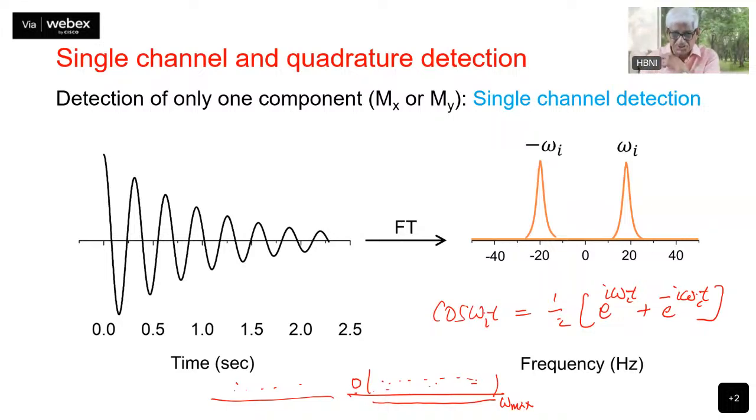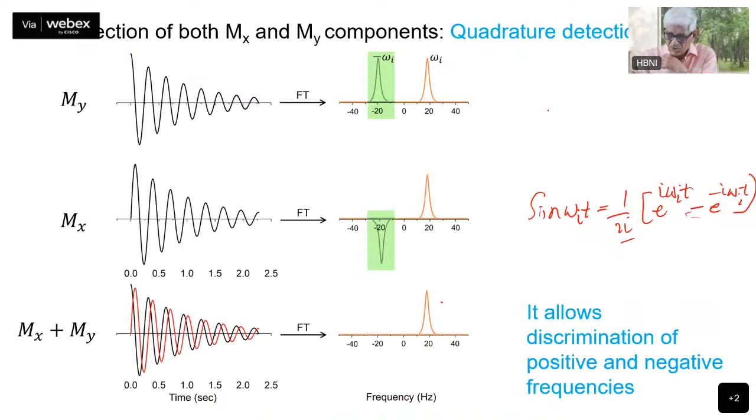In the case of quadrature detection, where do you put your carrier? Since I am able to distinguish between positive and negative frequencies, if my spectral region is here, I can put the carrier and the offset in the middle. I call this side positive and this side negative. Frequencies on one side of the carrier are positive, and those on the other side are negative. This is called discrimination of positive and negative frequencies, and that is achievable by detecting both the X and the Y components of your signal.